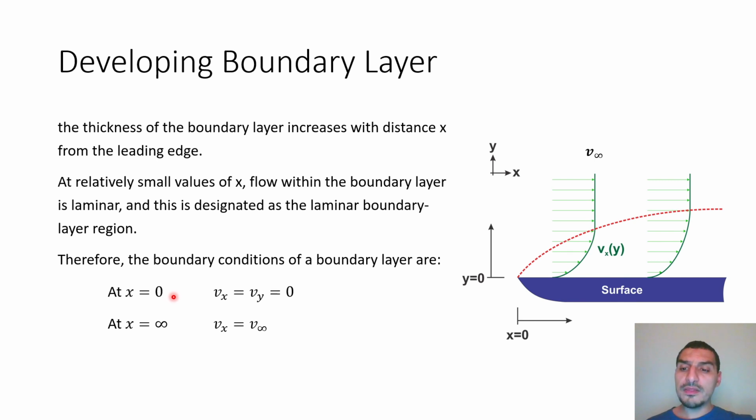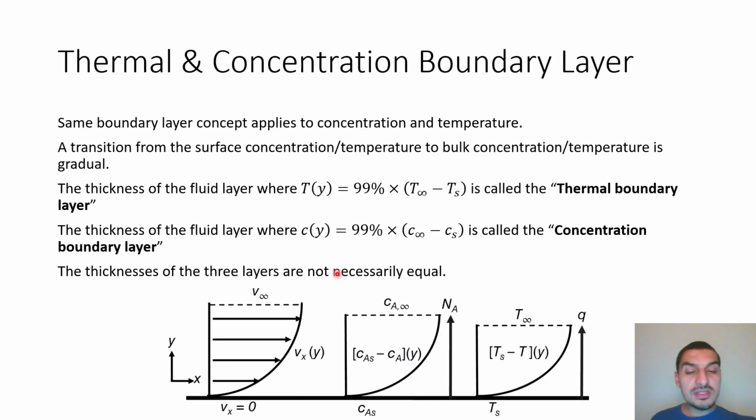For the boundary layer, we know that at x equals 0, which is this point, Vx and Vy equal 0. This is the no-slip boundary condition, which applies here for both directions, so the velocity in x and y direction is 0. And at x equals infinity, at a very far distance from the leading edge, the velocity is going to be v infinity. These are fluid mechanics things that we know from the analysis of the boundary layer. Now let's see how this relates to what we are discussing regarding mass transfer.